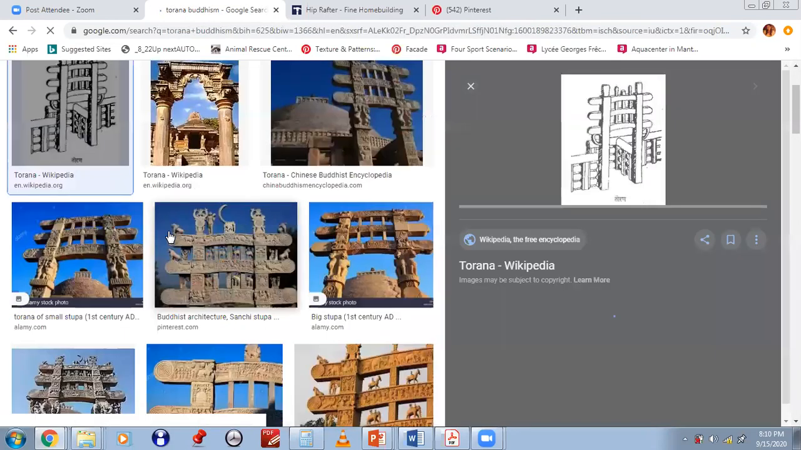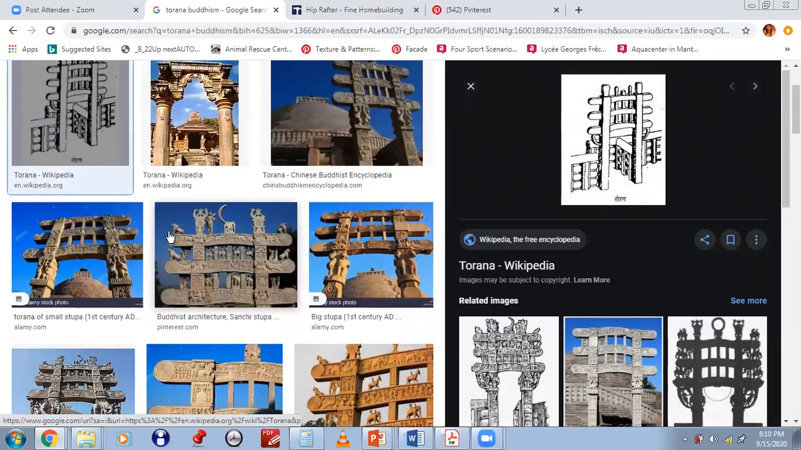It looks like this. So it's an Indian temple gateway, and it's made of stone. Stones, yes, or bricks. And it is usually comprised of two or three beams. These are the beams, supported on the columns.